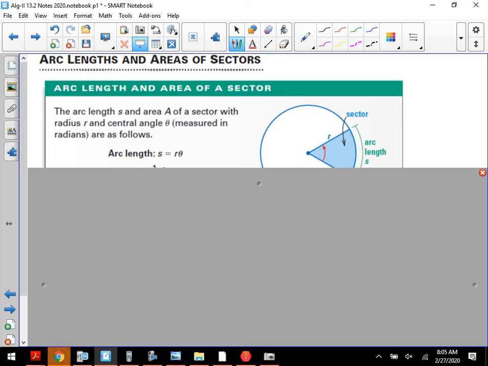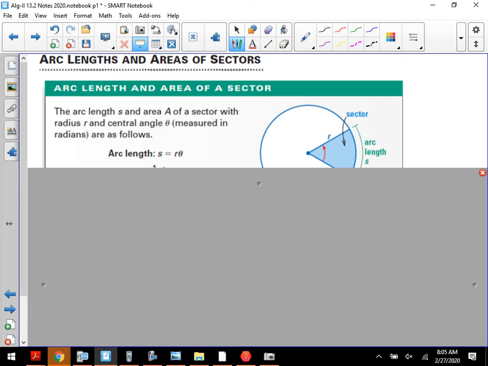The other thing that you guys did last year was area of a sector. Remember, area of a sector was this piece in here. So the area of the sector was a portion of the area of the circle. Same basic idea here. When you have the area of a circle, pi r squared, in this case it was some part of it.